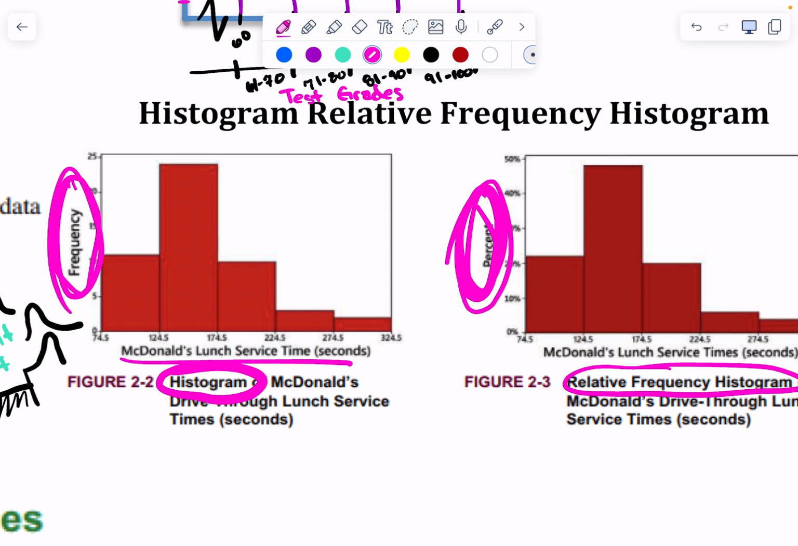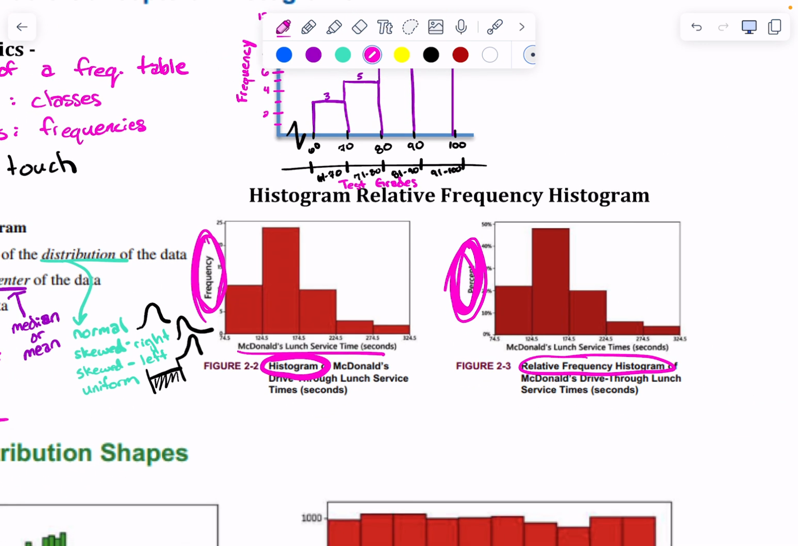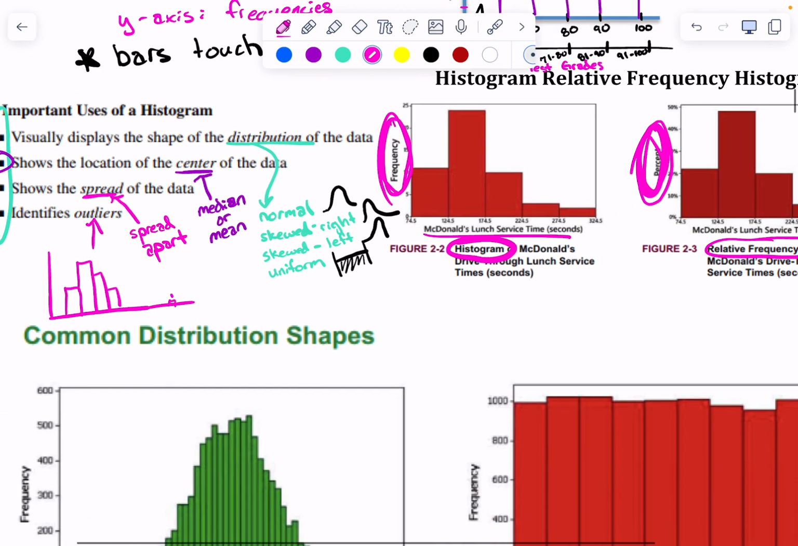Got it? What are you doing? You're not paying attention, I know you're not. Okay, good.